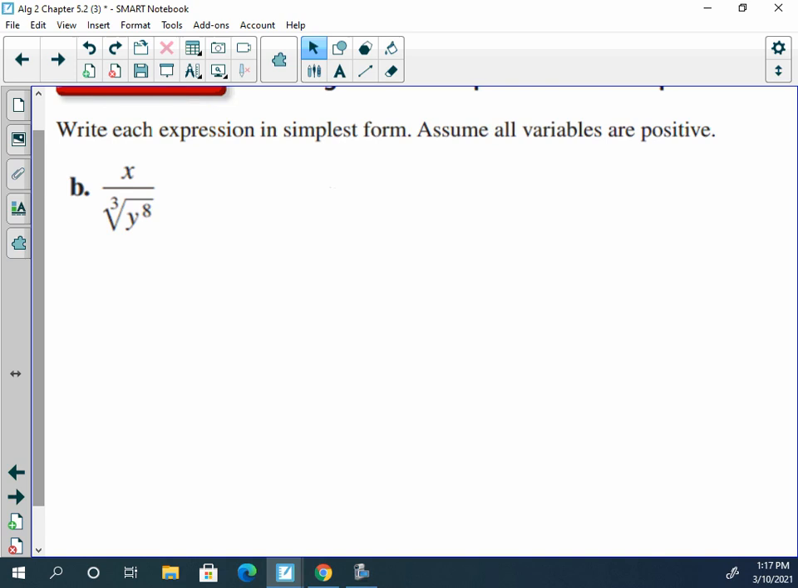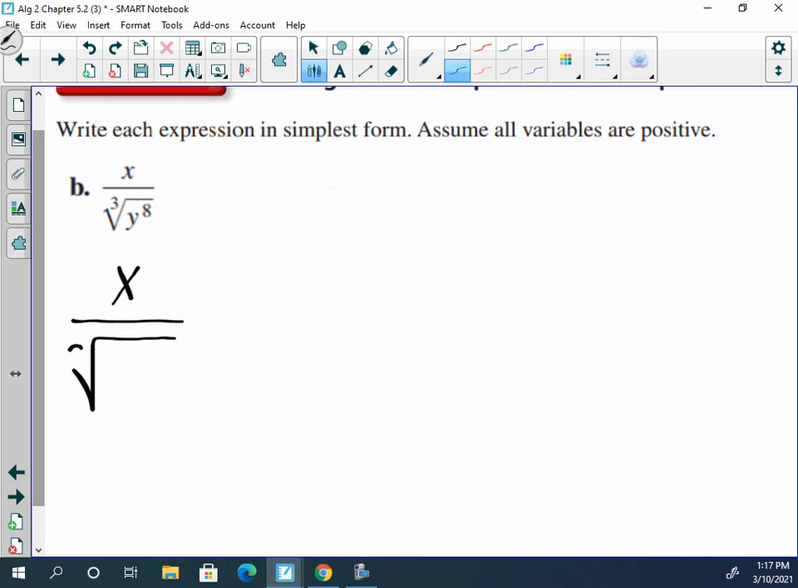So we have x over the cubed root of y to the 8th. Now, as we can see here, we can simplify this a little bit already, yes? Because 8 is bigger than 3. It will reduce down. But we still need to get it so that this radical reduces completely. Because for this to reduce completely, that exponent with y here has to be divisible by 3 for this to reduce all the way.